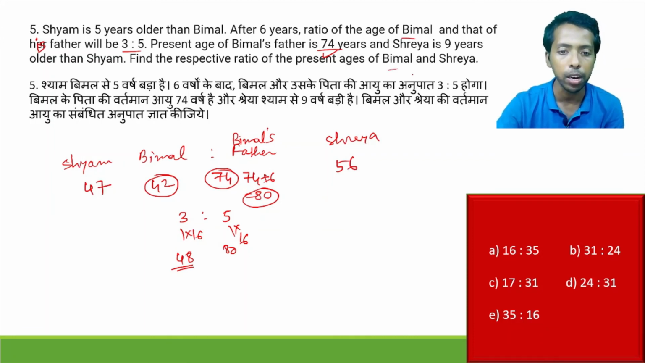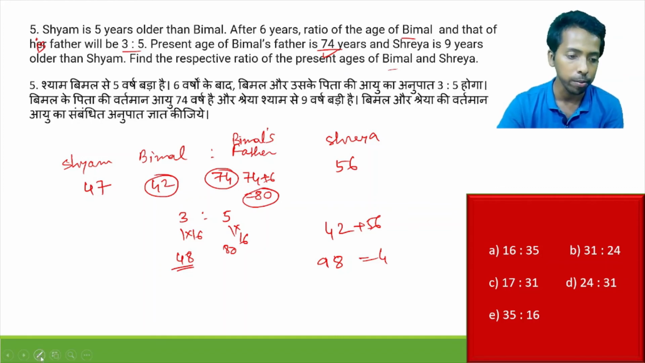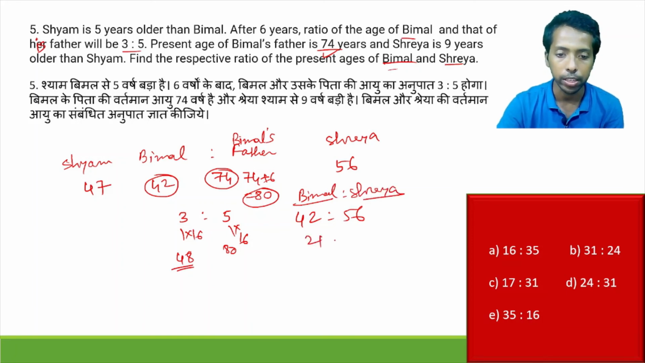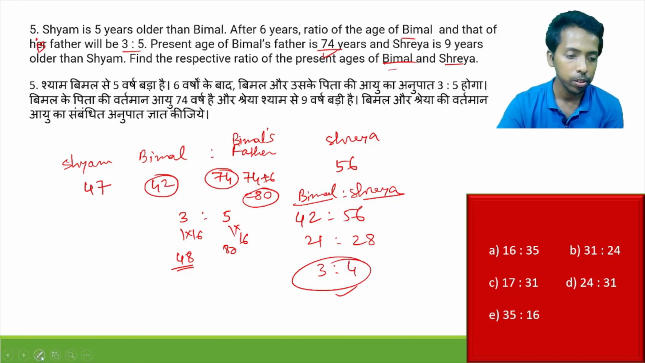So present age of Bimal and Shreya, that is 42 and 56. Okay, ratio it's talking about. Okay, we have to find out the ratio, right? So ratio of ages of Bimal and Shreya. So this is 42, this is 56. This is Bimal and this is Shreya, right? So this is 21, this is 28, this is 7, this is 3, this is 4. So 3:4. Okay, there are options.